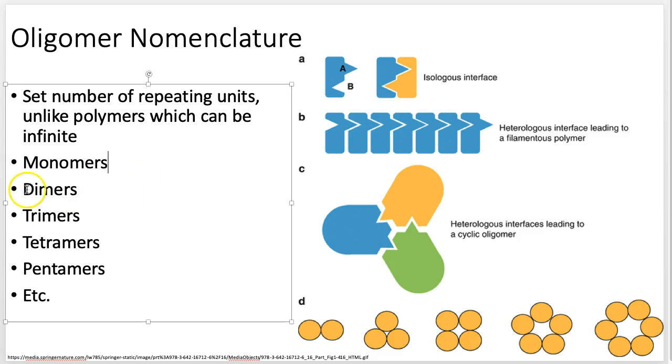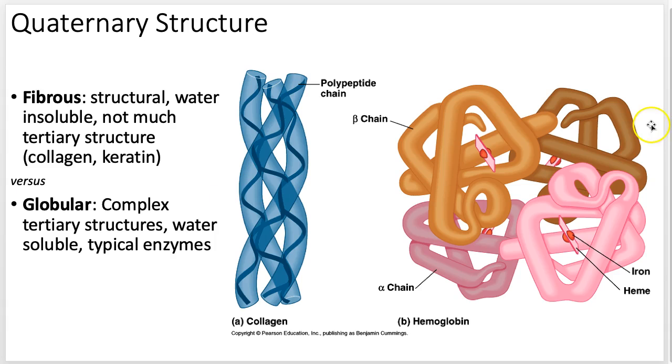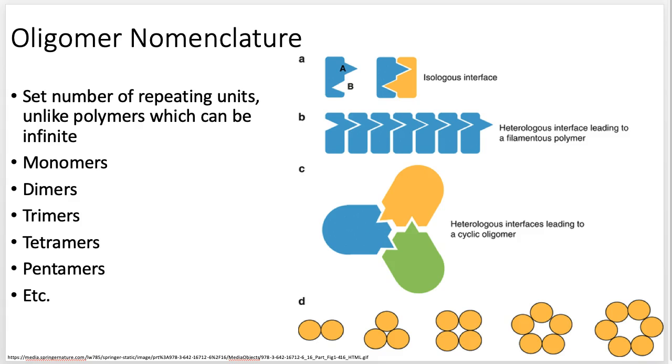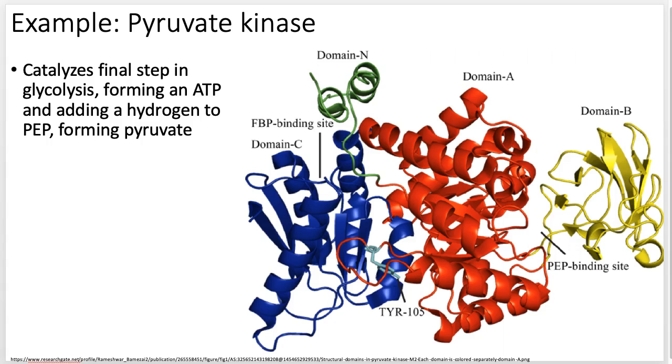You can have a dimer, which is 2 subunits stuck together. You have trimers, tetramers, pentamers, hexamers, septamers, octamers, nonamers. They just keep on going. And in the case of hemoglobin, it is a tetramer because it has 4 repeating units. Pretty cool. And so let's go back.